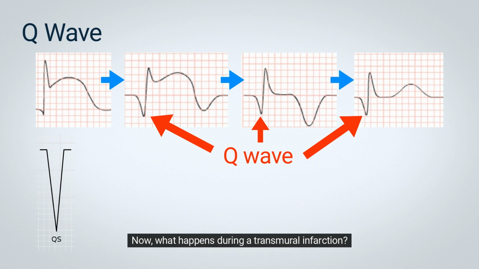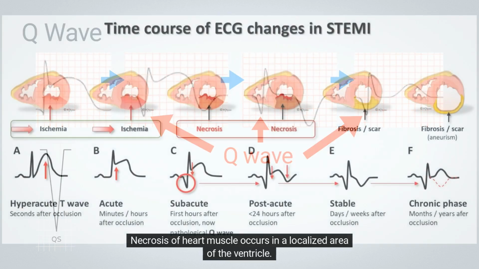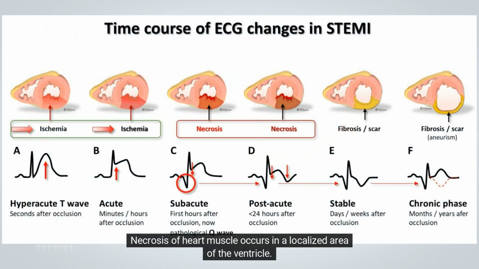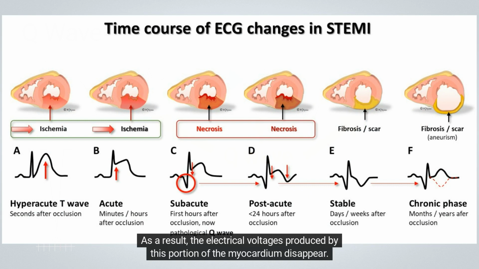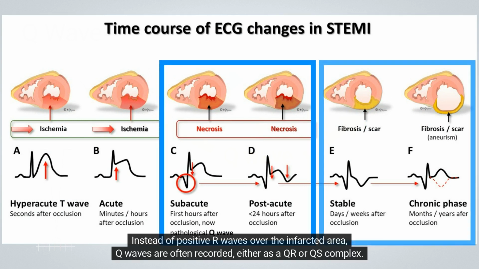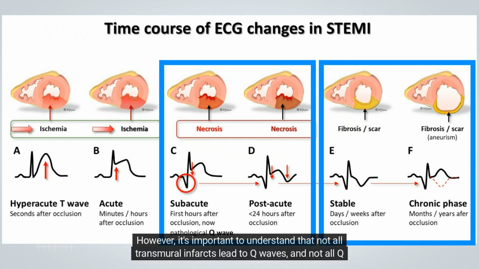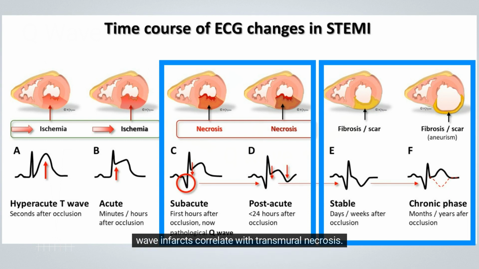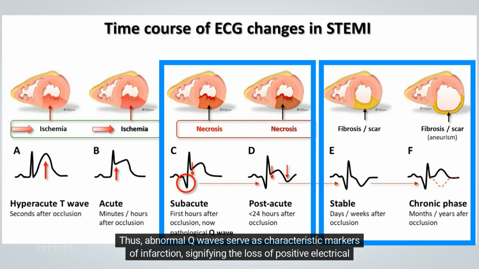Now, what happens during a transmural infarction? Necrosis of heart muscle occurs in a localized area of the ventricle. As a result, the electrical voltages produced by this portion of the myocardium disappear. Instead of positive R waves over the infarcted area, Q waves are often recorded, either as a QR or QS complex. However, it's important to understand that not all transmural infarcts lead to Q waves, and not all Q wave infarcts correlate with transmural necrosis. Thus, abnormal Q waves serve as characteristic markers of infarction, signifying the loss of positive electrical voltages caused by the death of heart muscle.